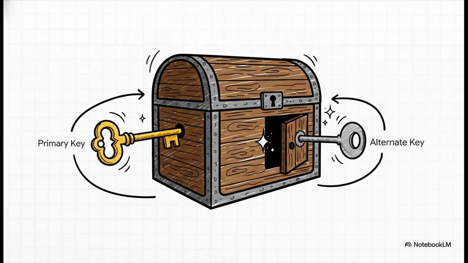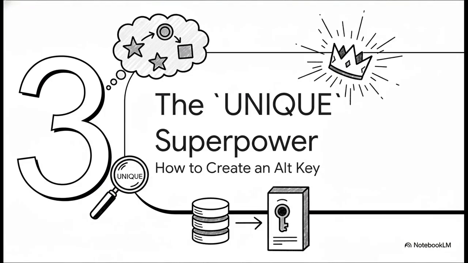So let's boil it all down. The key takeaway here is that an alternate key is basically another door into your data. You've still got the main front door, your primary key, but now you have this other side door that's often way more convenient and human-friendly to use. Both doors lead to the exact same room. Okay, enough theory. How do we actually do this in MySQL? How do we tell our database, hey, treat this column as an alternate key? You're gonna love how easy this is.